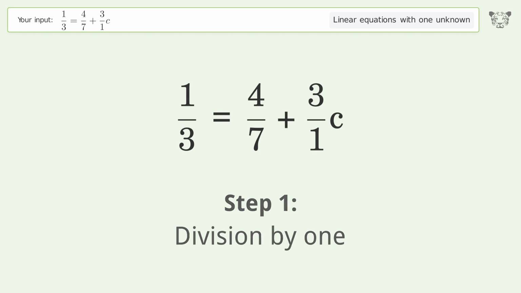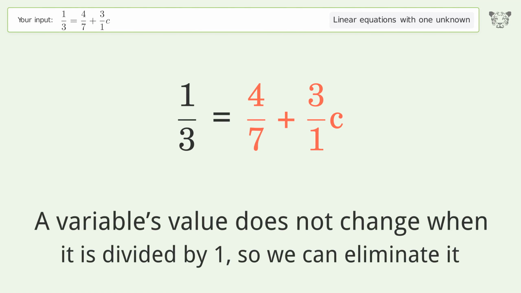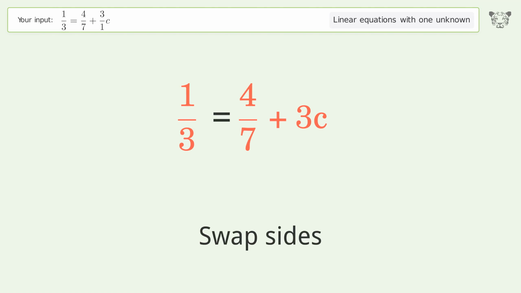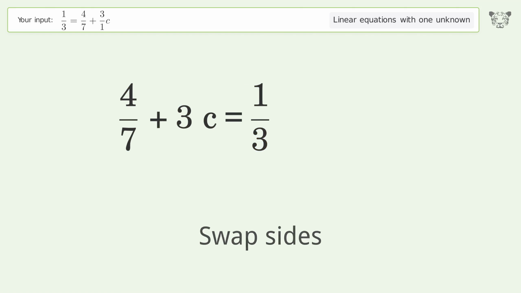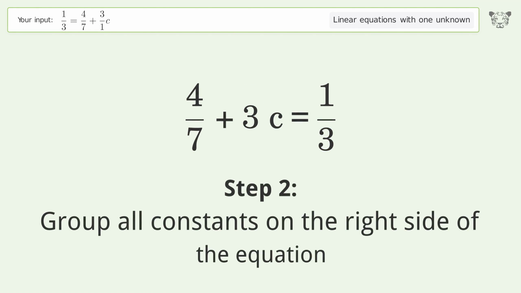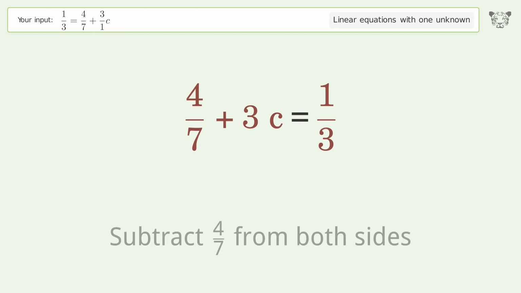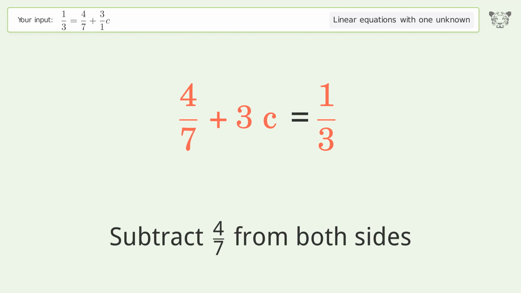Division by 1. A variable's value does not change when it is divided by 1, so we can eliminate it. Swap sides. Group all constants on the right side of the equation. Subtract 4/7 from both sides.